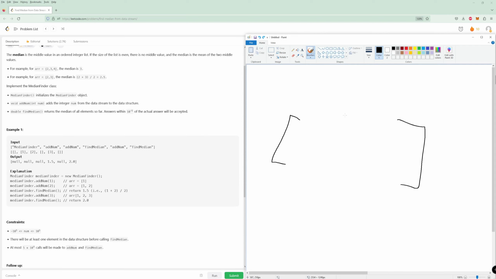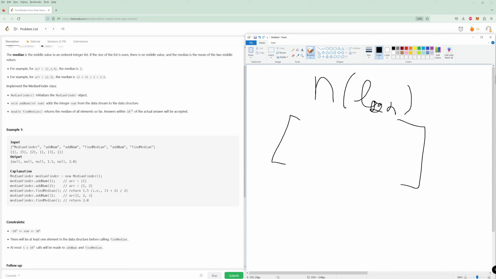We can actually insert a number in an array in log n time technically, but let's say we have n numbers, and to insert we can do log n because of binary search. It would be n log n here to add n numbers. And can we do better? Can we add numbers quicker? And can we get the median quicker?